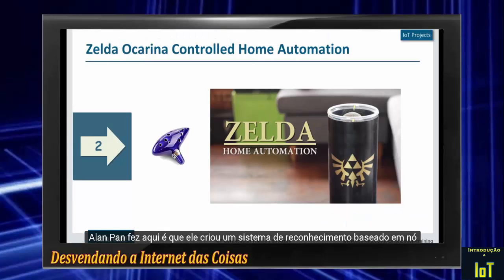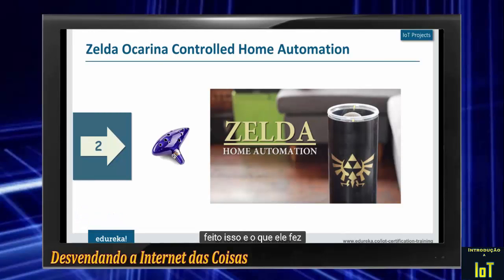What Alan Pan has done here is that he's created a node-based recognition system which completely automates his home. But rather than telling more about this, let's just look at a quick video which will give you a glimpse into how he has done this and what he has done.